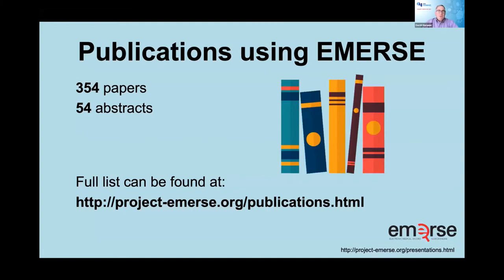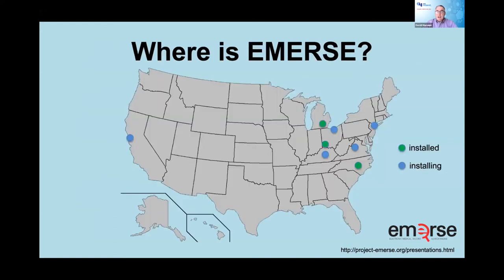Okay, so there's been about 350 publications that have used EMERSE, and if you want to see the full list, you can go to the link on that page. It's actually running at, not just at Michigan now, but several other places. So it's currently running at Michigan, the University of Cincinnati, and the University of North Carolina at Chapel Hill. And there's several other institutions that are currently working on getting it up and running as well.